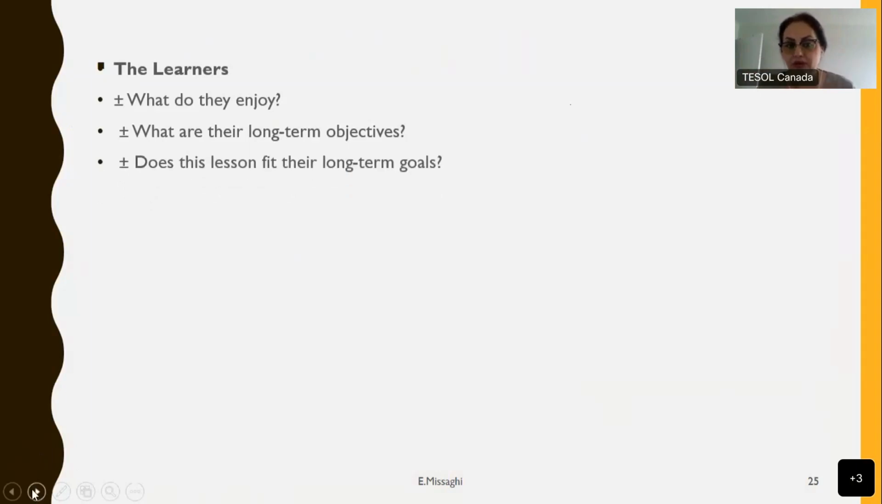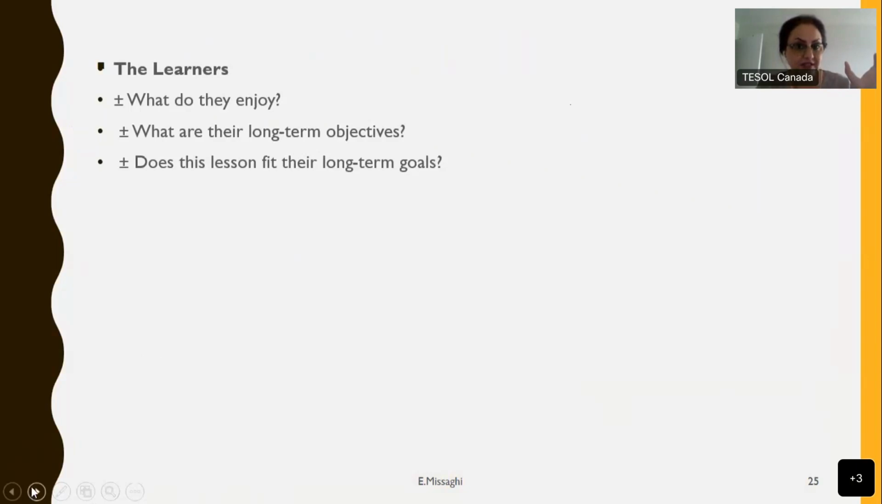Then know about their aims, why they are here. They're here to become more fluent. They are here because they want to improve their academic writing. They are here because they want to learn English for business. They just want to get general knowledge of that language. So what is their aim?